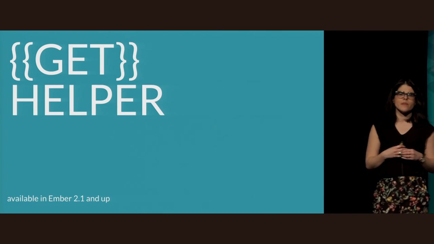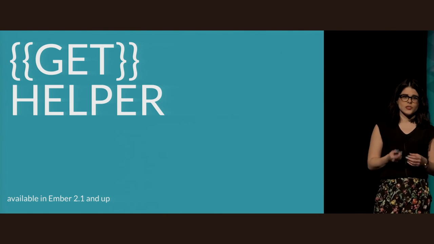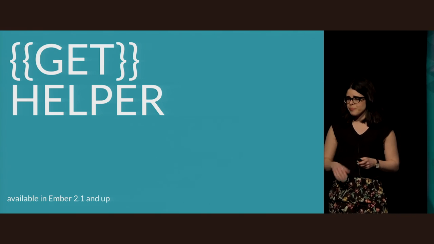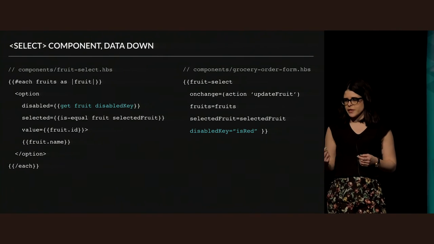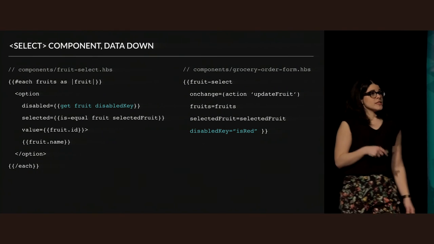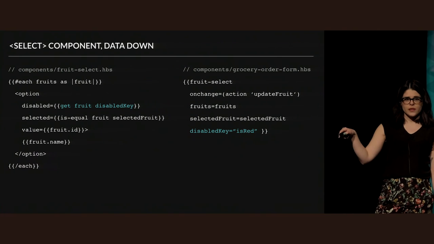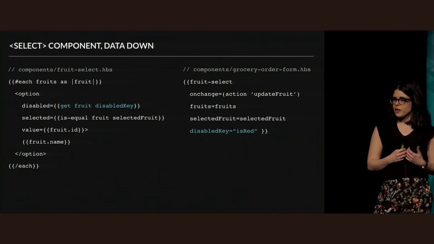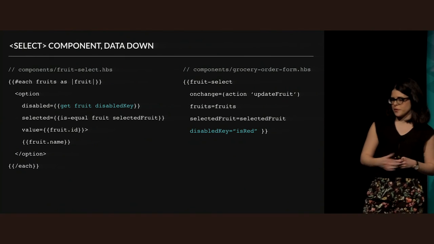So this landed in Ember 2.1, and the way that this works is it's just gonna allow you to bypass all that extra work to get a dynamic key lookup, and you can do it right in your template here. So for the disabled attribute, I use the get helper, I give it an object and then a key. And it's gonna go ahead and do an Ember.get under the hood and just throw that in there nicely without a lot of extra overhead on my part. And now I'm free to pass in a dynamic key to my component.